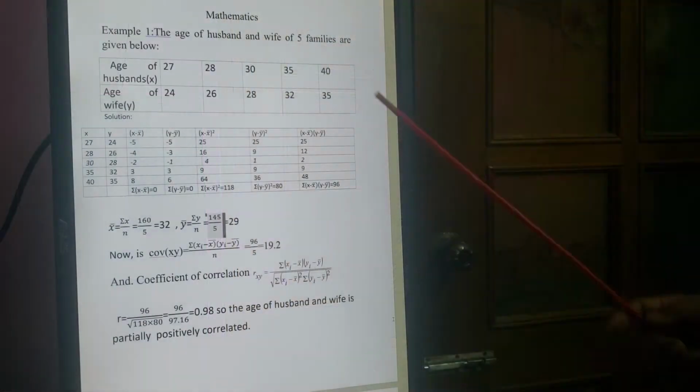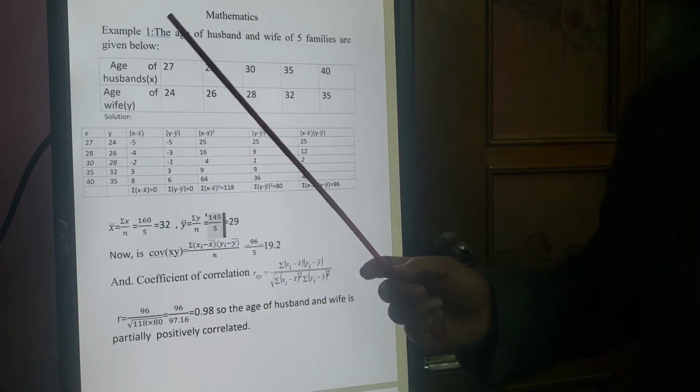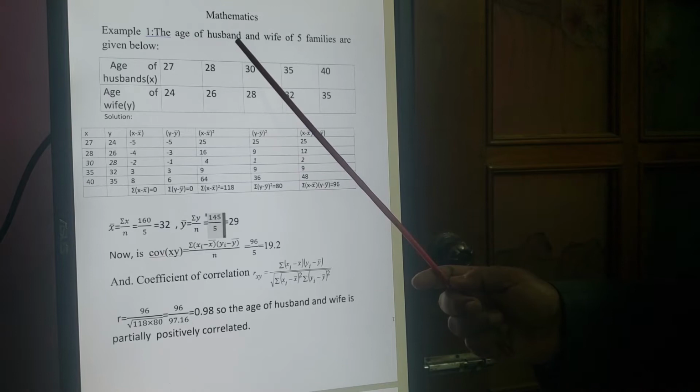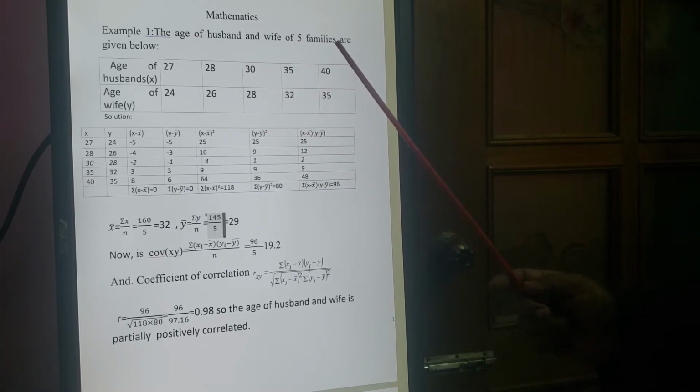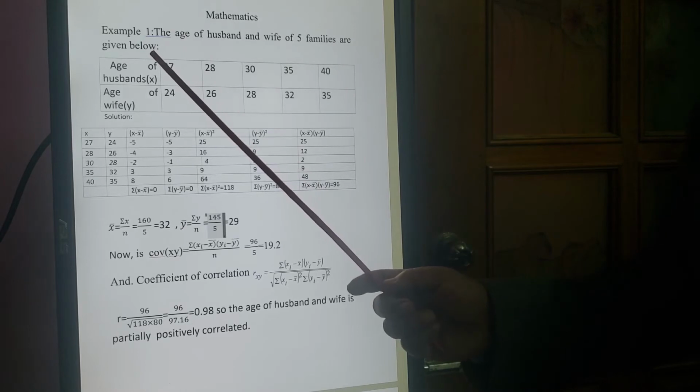Now I would like to discuss the maths in both ways, the shortcut method and the simple method. Okay, let's go to our maths. So, mathematics, example 1: the ages of husband and wife of 5 families are given below.